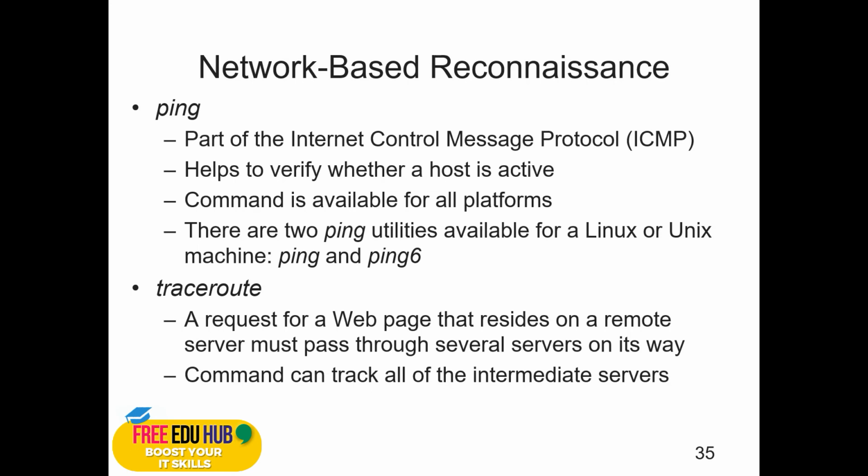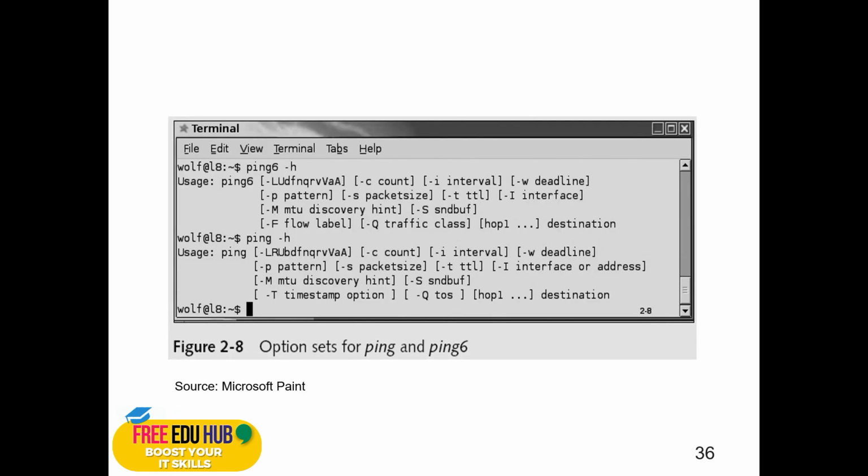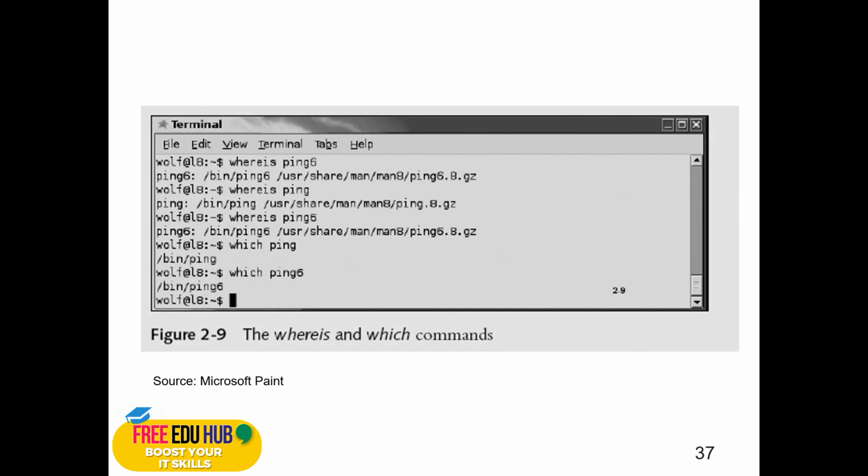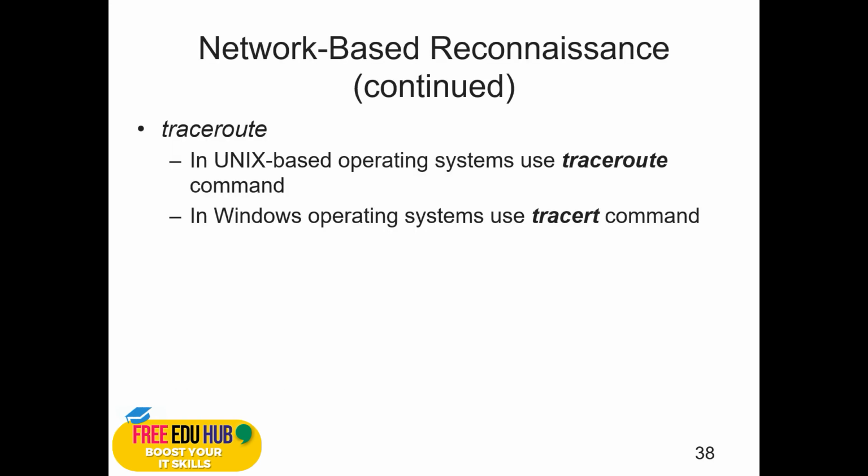Now this is just about ping6, showing the screenshots of it. Traceroute is used on Unix-based systems, and in Windows we use tracert. It's the same command. The only difference is how we write it. In Unix we write traceroute, in Windows we use tracert.